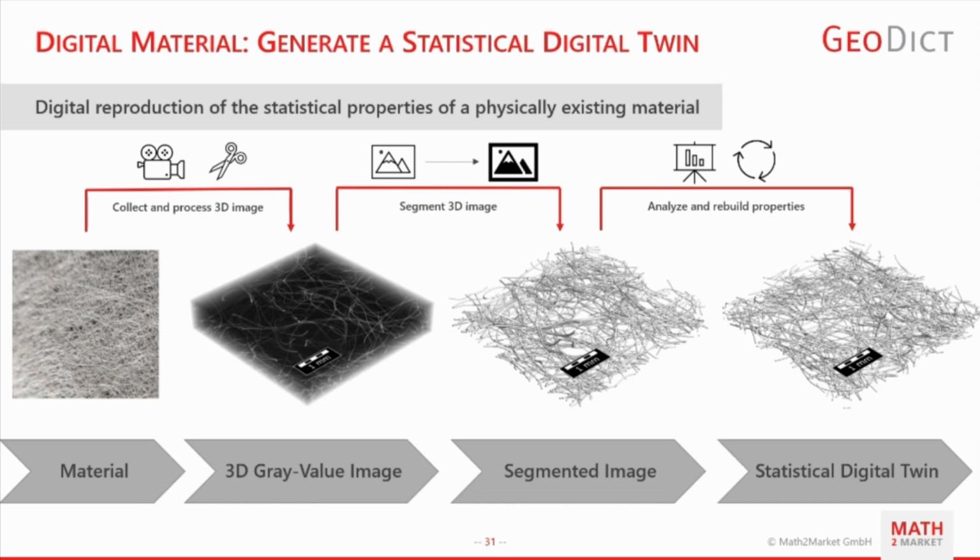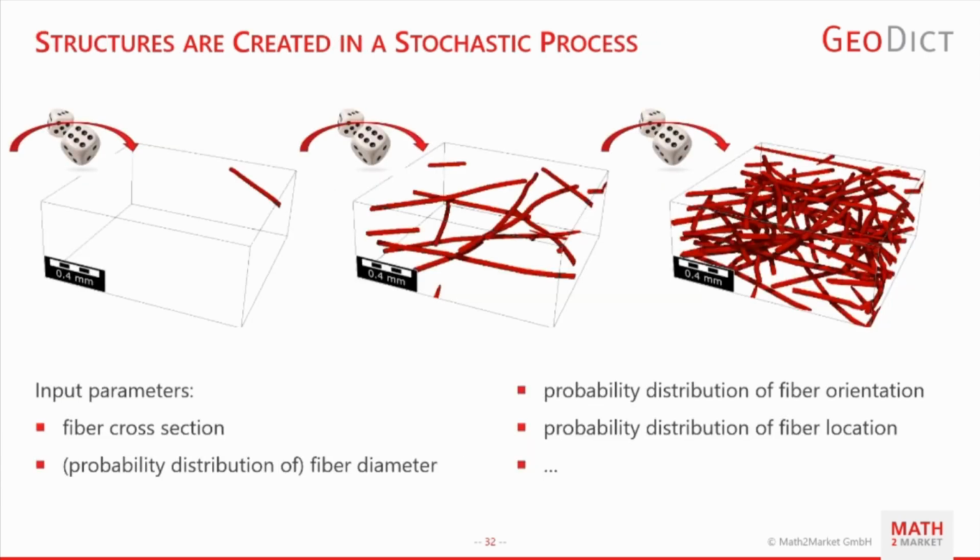So, but how do we rebuild these structures? The structure creation of such materials is a stochastic process. Based on a set of input parameters, we kind of throw a die, and then we place a fiber somewhere in a random position. And then we place more and more fibers in random positions until we reach a desired grammage or porosity.